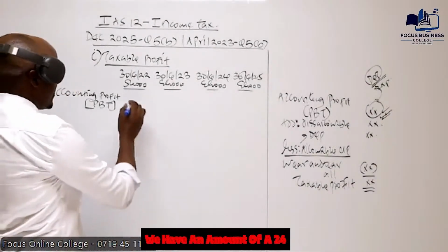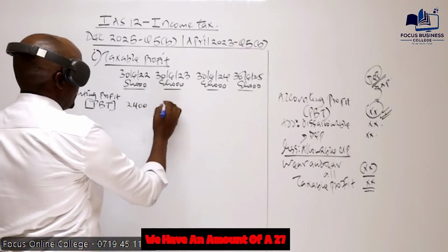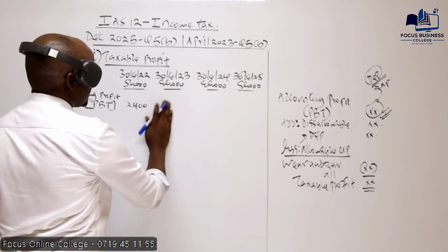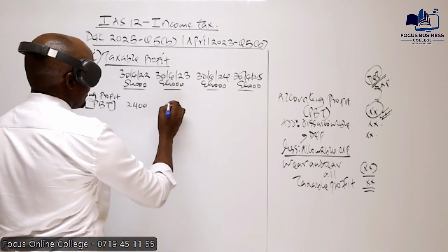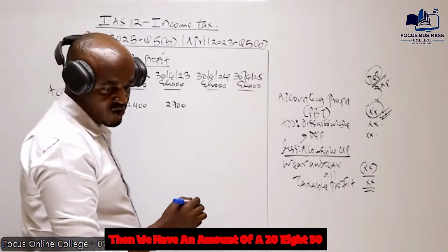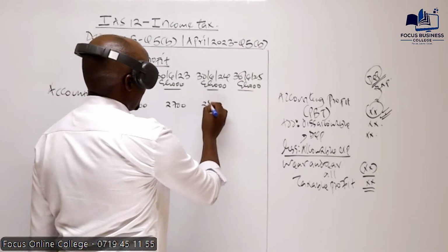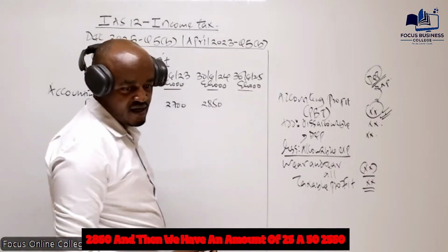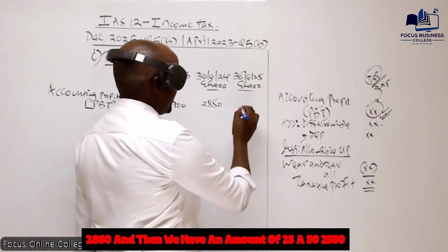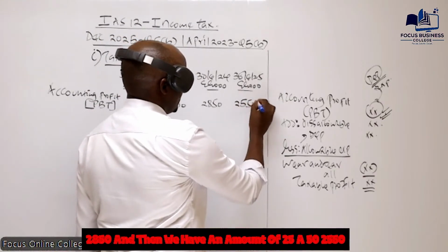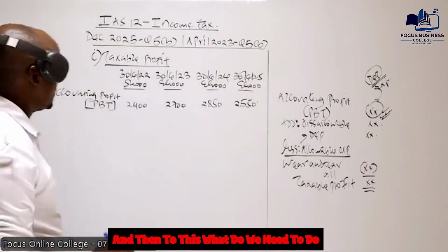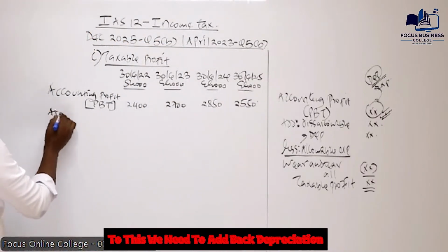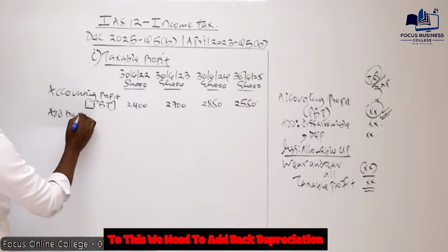Particular figures, we have an amount of 24. We have an amount of 27. Then we have an amount of 2850. And then we have an amount of 2550. And then to this, what do we need to do? To this, we need to add back depreciation.